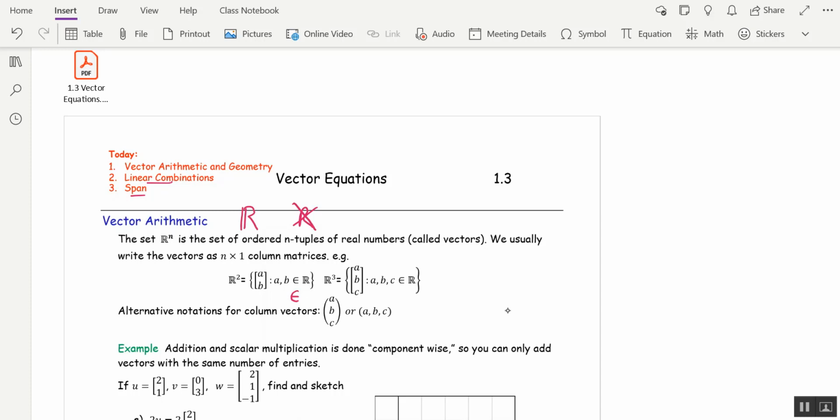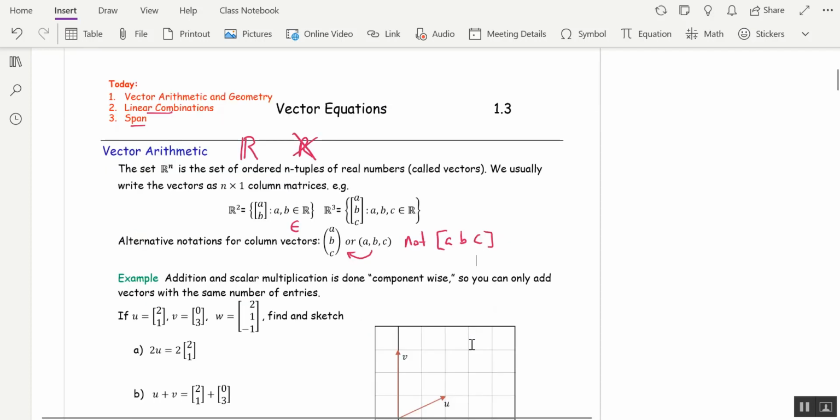Square brackets or parentheses. The vector (a, b, c) with parentheses lying on its side and commas is a space-saving notation for this vector here. You can't use [a b c] with square brackets and no commas, because that means the matrix that has one row and three columns. So if you want to indicate a column vector, you have to use parentheses with commas. And we'll do that when we get to chapter 6. But for now, we're going to stick with the column vector notation.